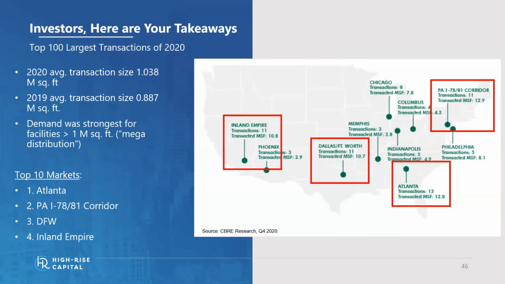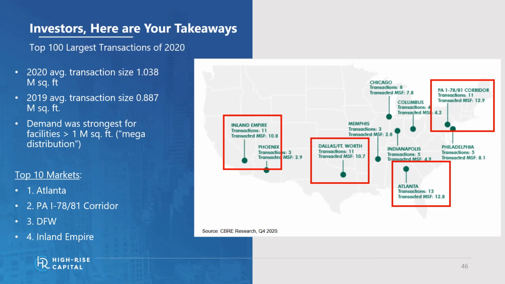And these higher inventory levels are also going to increase the need and demand for more industrial assets moving forward. When you look at the top 100 largest transactions that took place last year, you can see that the average size was a little over 1 million square feet. That was almost 200,000 square feet larger than the average transaction size in 2019. So demand was strongest for facilities of 1 million square feet and larger. These are like mega distribution facilities.